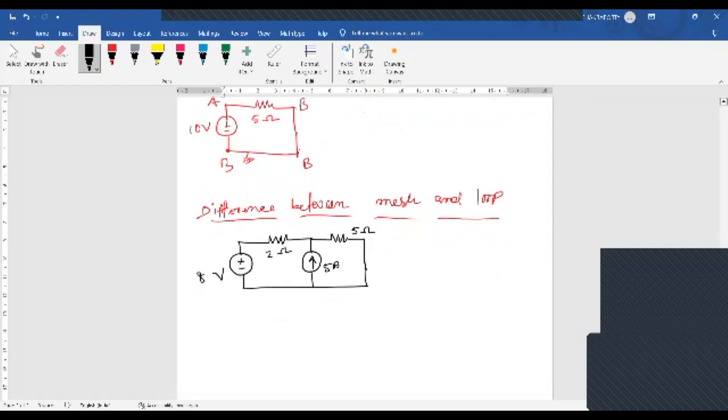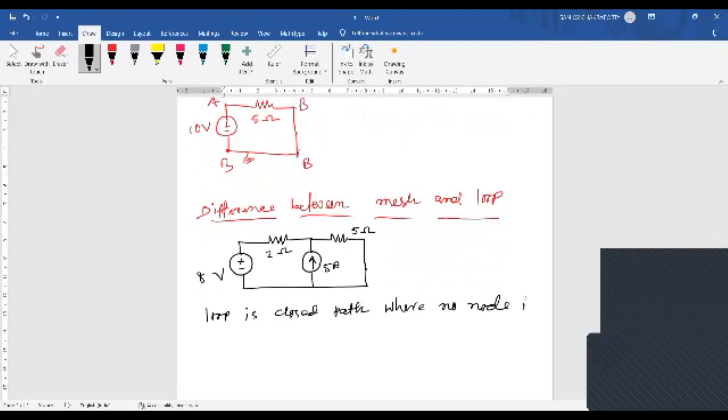Now, loop means basically a loop. What is a loop? A loop is a closed path where no node is covered more than once except the starting node. What does that mean?